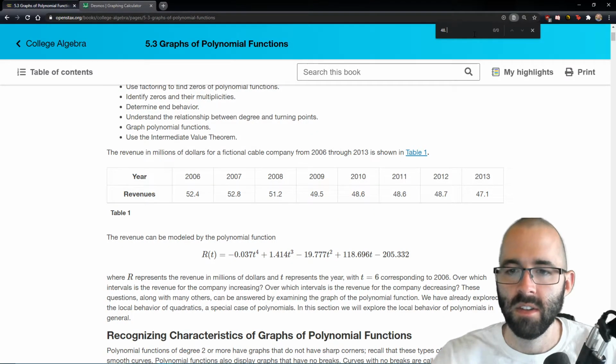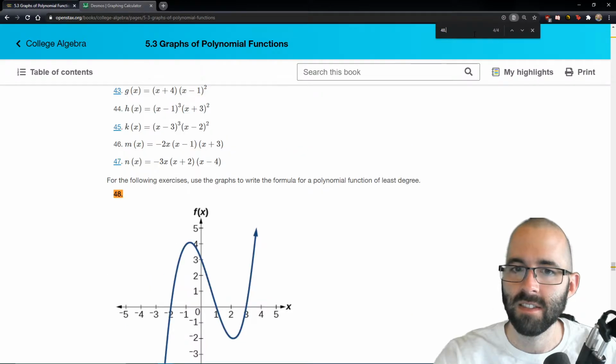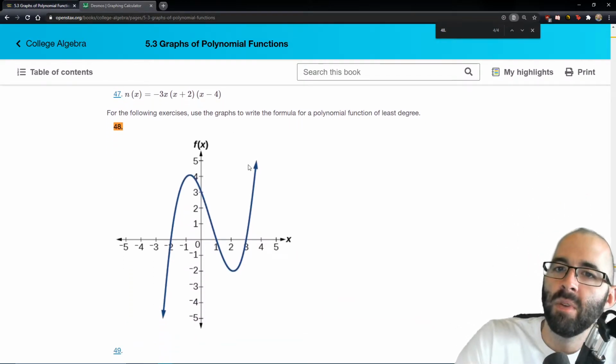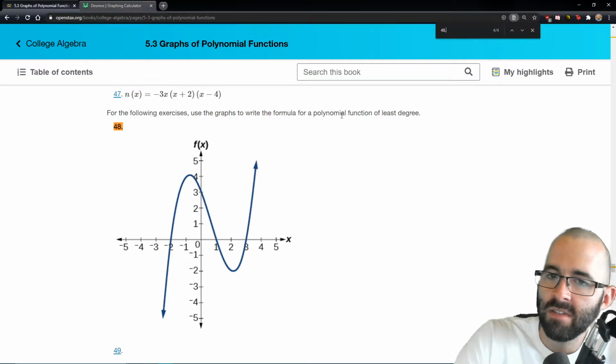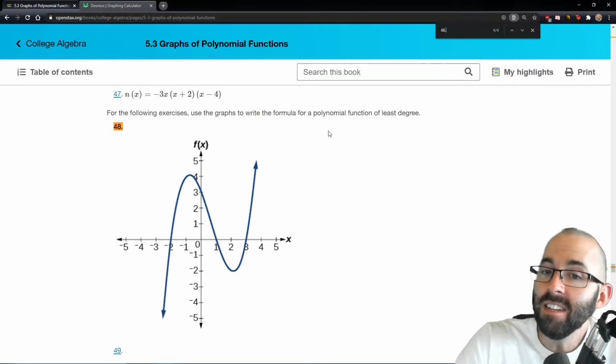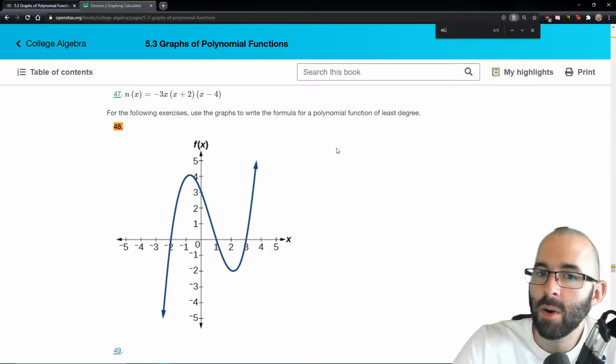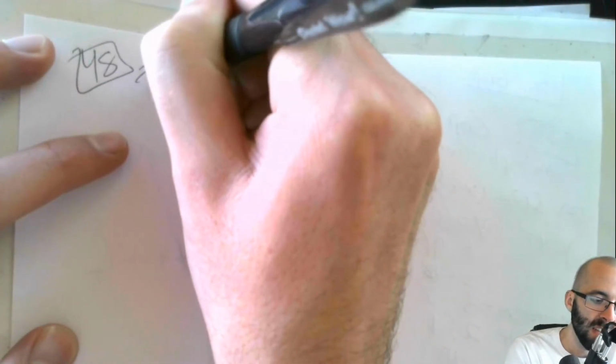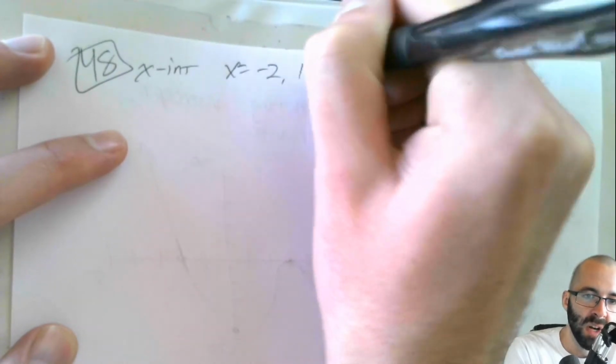All right. So over here, number 48. Use the graph to write a formula for a polynomial of least degree. So we're going to use the intercepts to do this. We're going to start with the x-intercepts and their multiplicities. And then we're going to go to the y-intercept. Let's jot that down. The x-intercepts are negative 2, positive 1, and positive 3. Okay. X-intercept, x is equal to negative 2, positive 1, and positive 3.